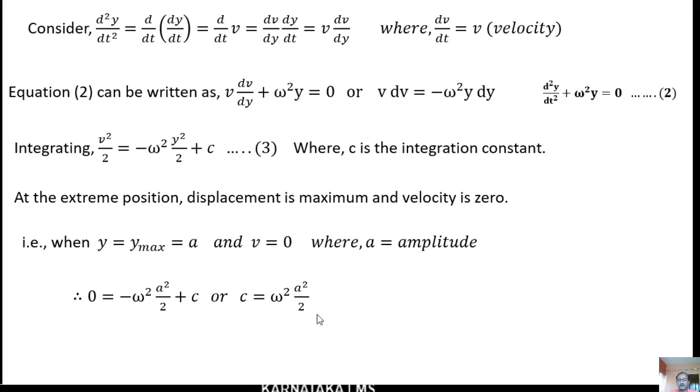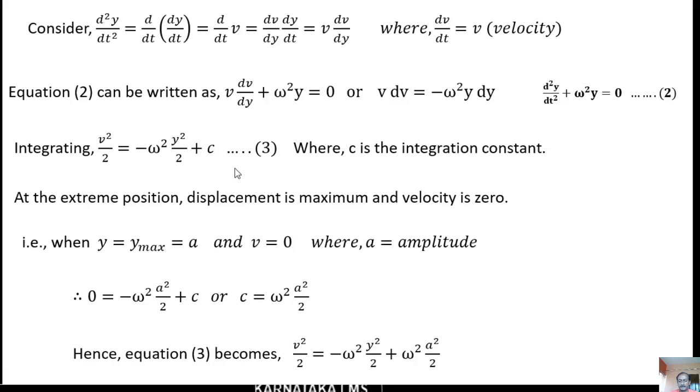Now substitute this constant value in equation 3. Then equation 3 becomes v square by 2, the LHS remaining the same, equals minus omega square y square by 2 plus the c value, which is omega square into a square by 2. This is how you get the integration constant value.